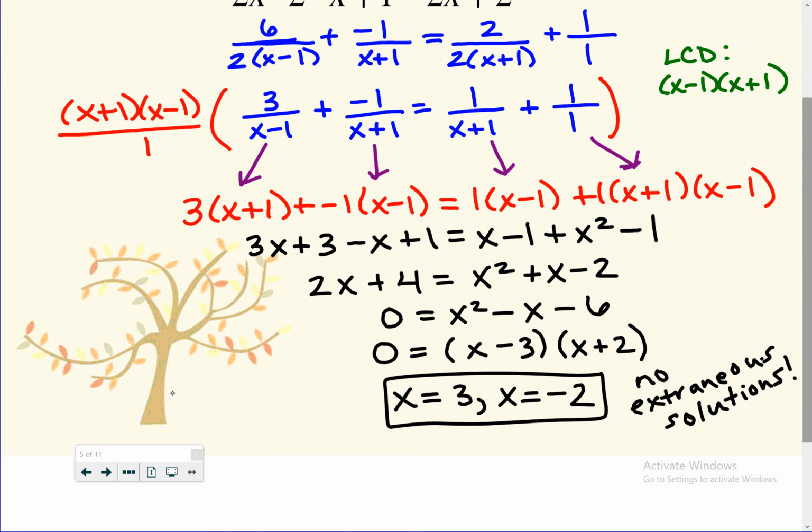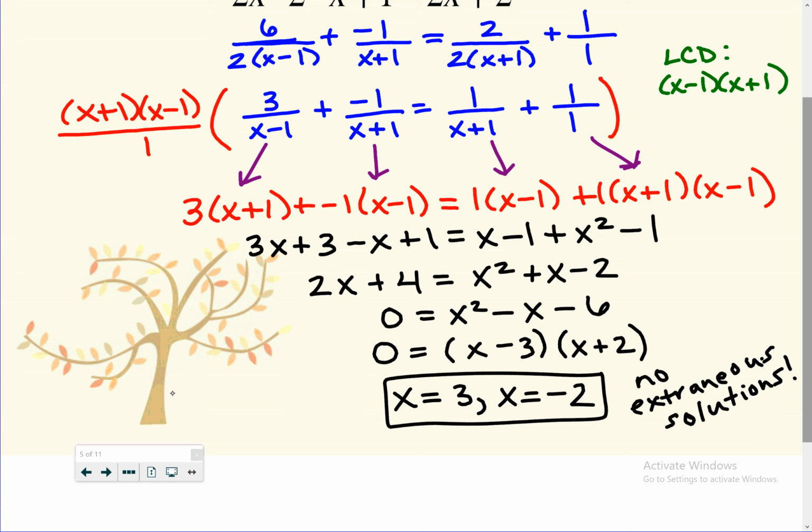Look at our answers. Okay, so I prefer, so it doesn't get messy, just to take that least common denominator and multiply it through. So if I multiply it through this first fraction, the x minus 1 cancel, that leaves me with 3 and x plus 1. If I multiply it into the second fraction, the x plus 1's cancel, leaves me with negative 1 and x minus 1. Through the third fraction, the x plus 1's cancel, leaving me with 1 and x minus 1. And then here, nothing would cancel, so I just have everything in my numerator.